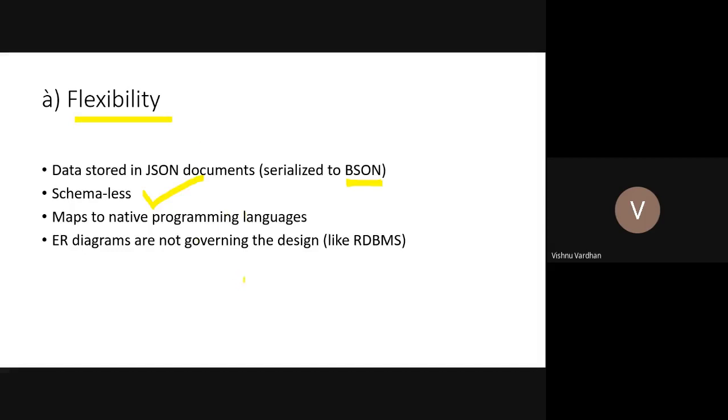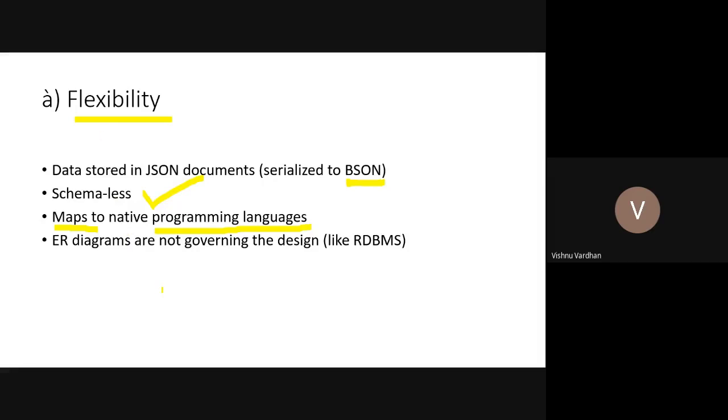Then it maps to native programming languages. Native programming languages already have associated data types, like Boolean, string, and integer. All these are recognized in parallel by the BSON document. So it is somewhat easier to manipulate things from the programming language, because it can easily map things to the BSON document. So that's why we again get the flexibility.